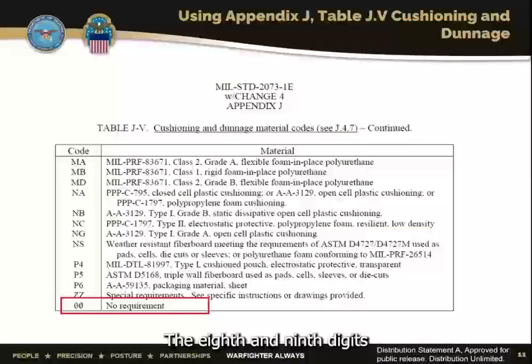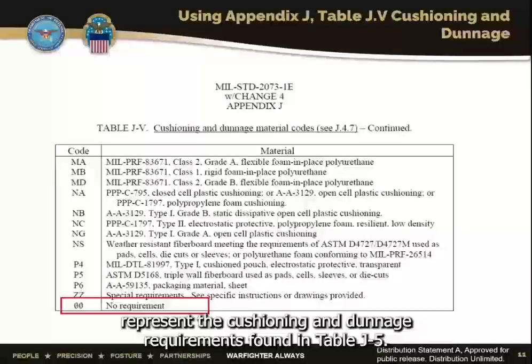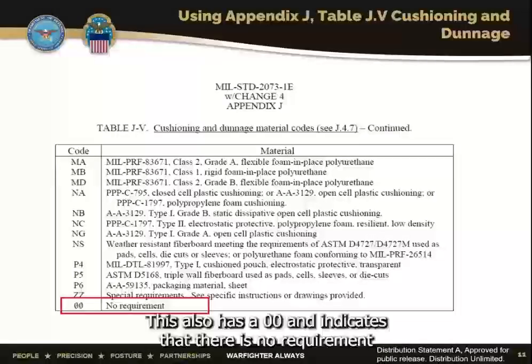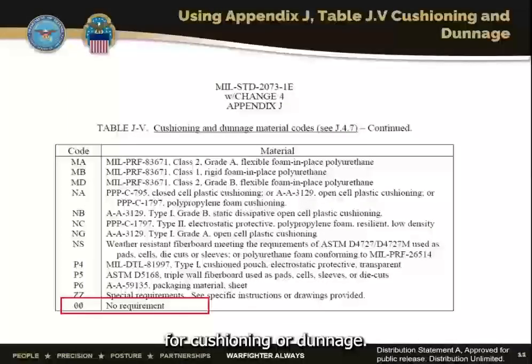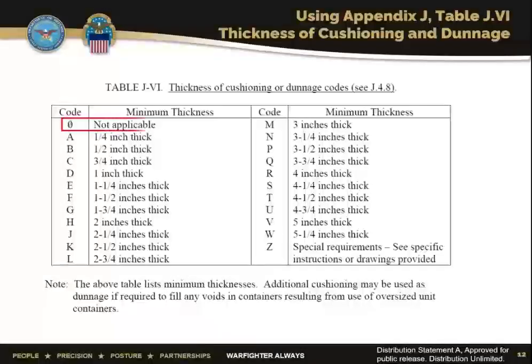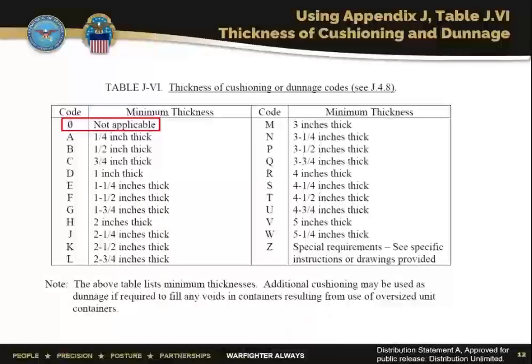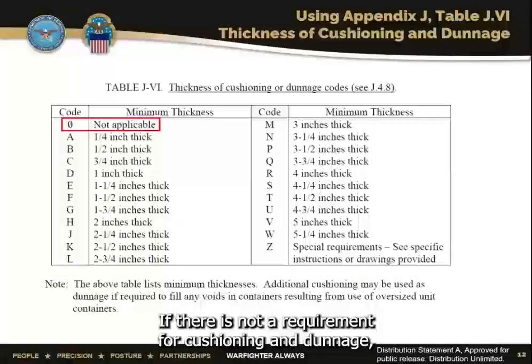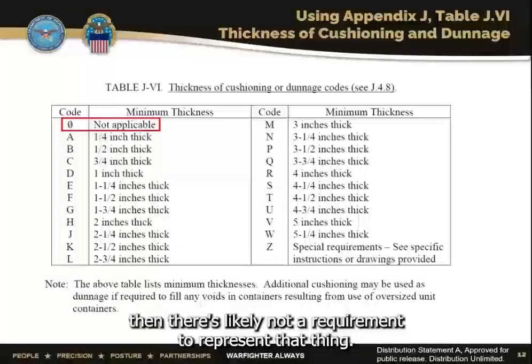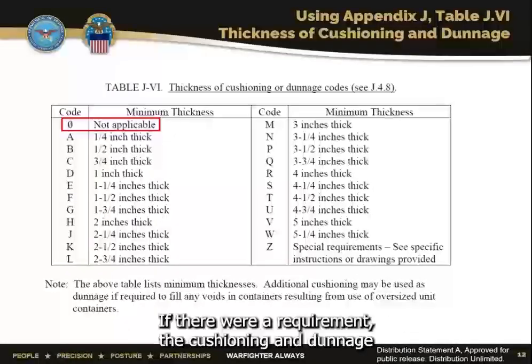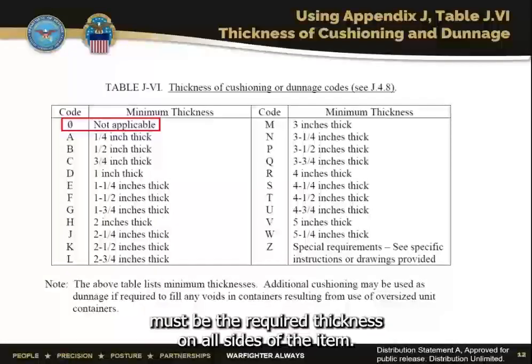The eighth and ninth digits represent the cushioning and dunnage requirements found in table J5. This also has a 00 and indicates that there is no requirement for cushioning or dunnage. The 10th digit represents the cushioning thickness found in table J6. A 0 indicates no requirement. If there is not a requirement for cushioning and dunnage, then there's likely not a requirement to represent that thickness. If there were a requirement, the cushioning and dunnage must be the required thickness on all sides of the item.